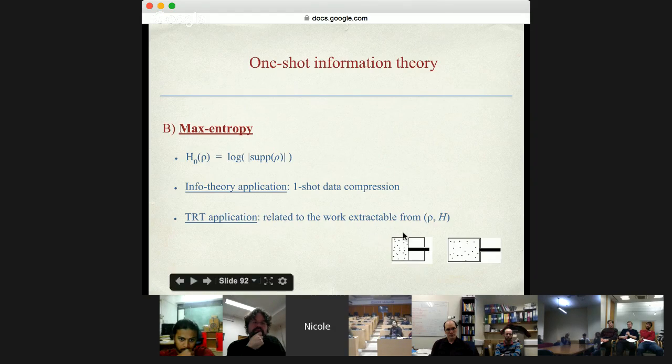Suppose that we start off with some non-equilibrium state, which is sort of analogous to this squeezed gas. Suppose that we extract from that state all the work possible. That's analogous to allowing the gas to expand against the piston. What is the maximum amount of work that we can extract from this process? That's quantified more or less by the max entropy.